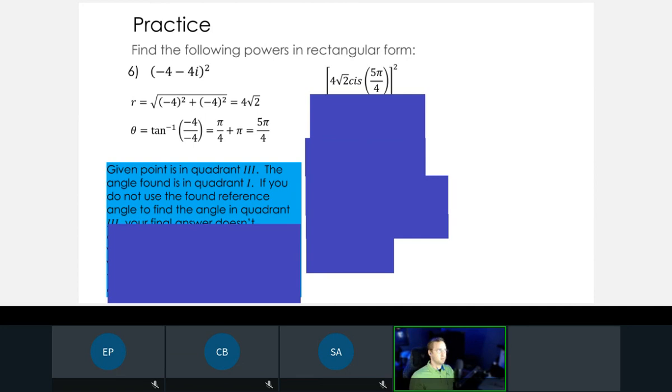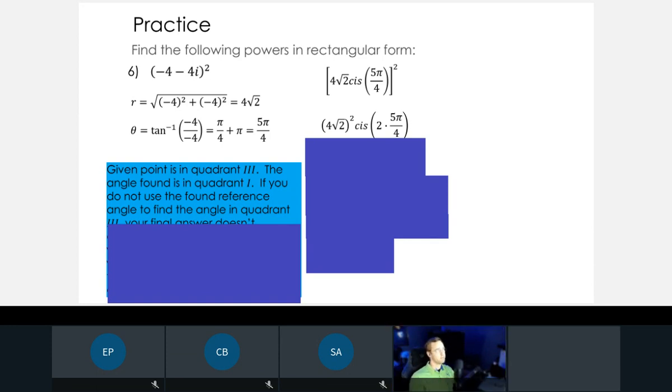All right, so just like we've been doing, you take the R value, and in this case, square it, right? Make sure you have it in parentheses. If you forget parentheses around the 4 rad 2 and you did 4 rad 2 squared, when you type it in, it thinks you are just squaring the radical and not the entire piece. So that's important. And then multiply the theta by 2. 4 rad 2 squared is 32. And 2 times 5 pi over 4 is 5 pi over 2.